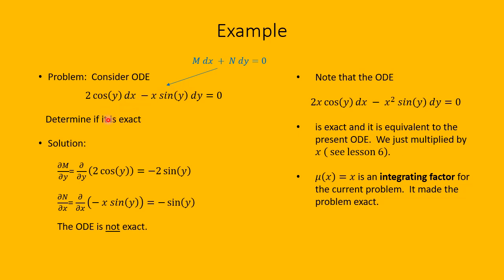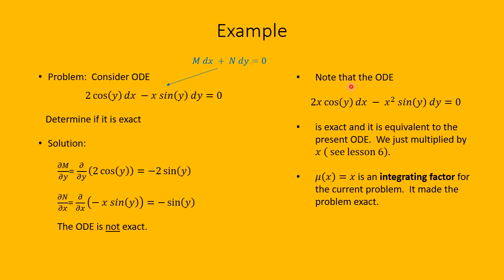First, let's determine if it's exact. If you take the partial of M with respect to y, it turns out to be -2 sin y. If you take the partial of N with respect to x, it turns out to be -sin y. These are not the same function, so the ordinary differential equation is not exact.